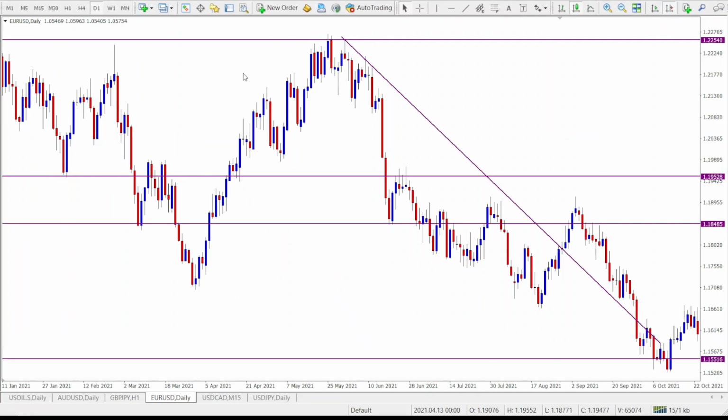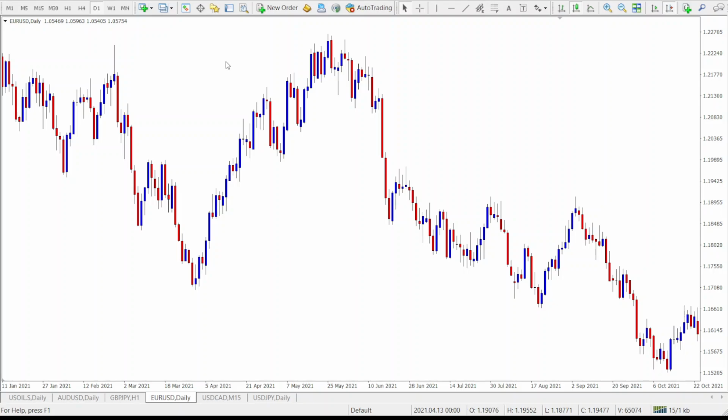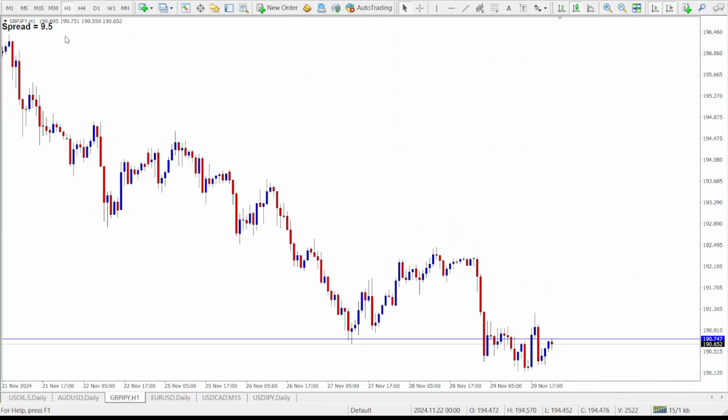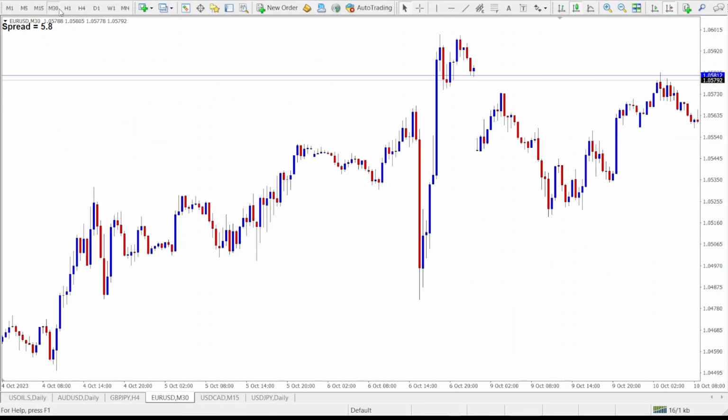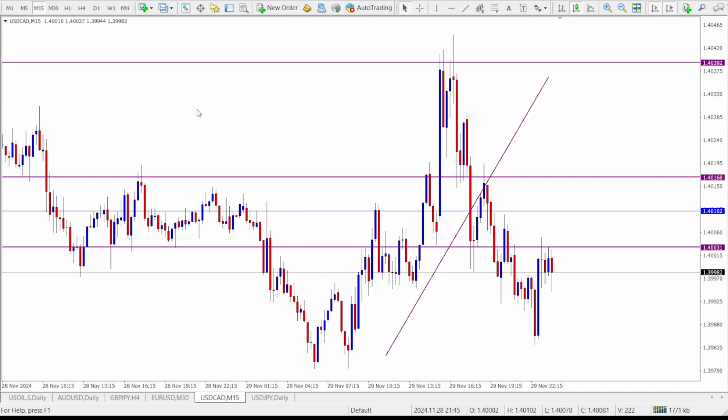Let's go to another currency pair and load the indicator on the chart, and you are going to see how it also displays the spread for that pair. I'm going to change this to black again for easy identification. We can see the Euro USD is showing us 5.8. The GBP JPY shows us 9.5. Let me go to another currency pair.